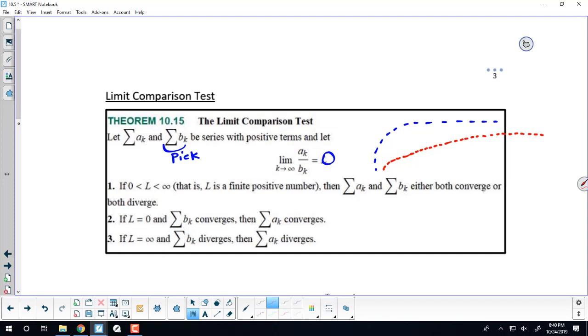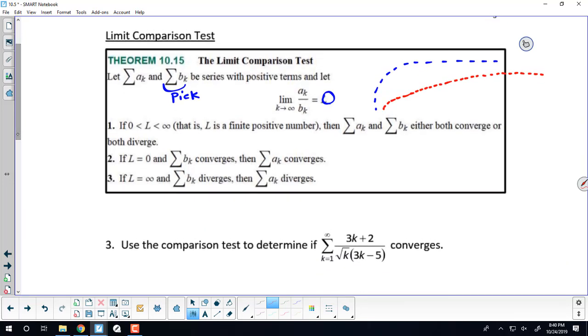Okay, and then the third condition is if that limit is infinite and B diverges, then A diverges. So in that instance, if this limit is infinity, that means A grows much more rapidly than B. And if B diverges and A is growing more rapidly than a divergent series, then it has to diverge as well.